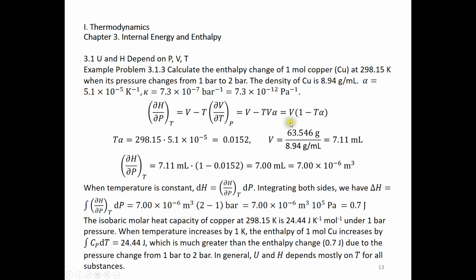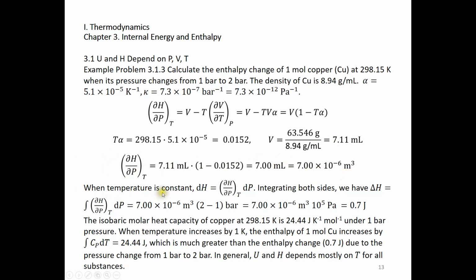We have T alpha, very small. 1 minus T alpha is close to 1. We also have the volume of 1 mole of copper. We can do this calculation. Molar mass over density is molar volume. And then we have delta H over delta P, roughly 7 milliliters, or this much cubic meter.